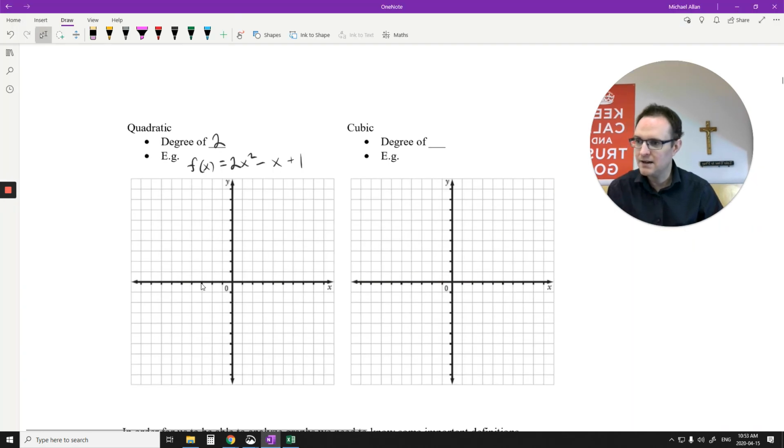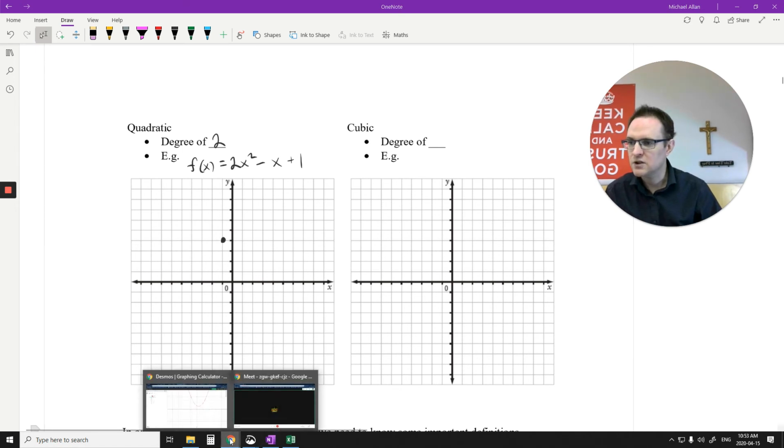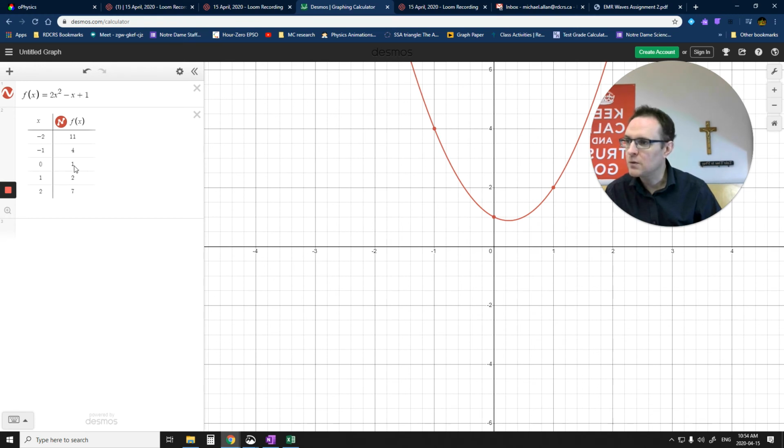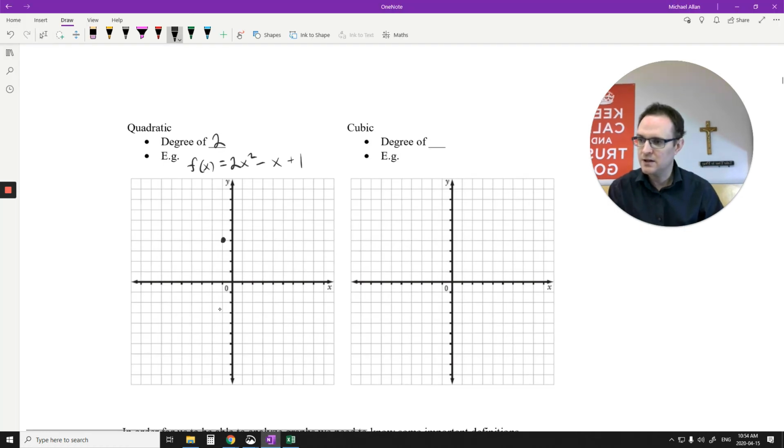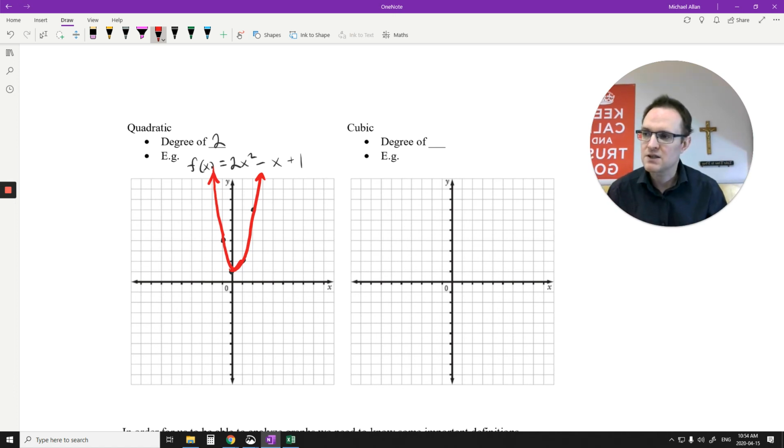So I'm going to put that into my graph. Negative 1 and 4. Let's go back here. We got 0, 1, 1, 2, and 2, 7. And if I did negative 2, I'd have 11, so it's way up here. So this kind of graph has this parabolic shape to it. It's hard to draw sometimes. So it looks like that. Probably better if I had a better scale, but that's essentially what a quadratic looks like.